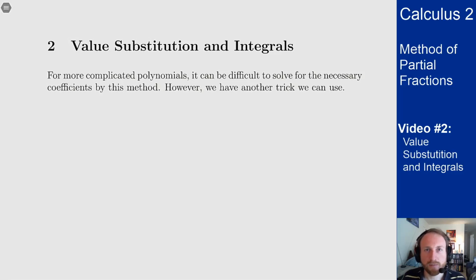In this video, we'll talk about value substitution, which is an easier technique for finding the coefficients needed in a partial fraction decomposition, and then relate all this stuff to doing integrals. Like we saw in the last example, it can be hard to figure out these coefficients when we're doing partial fractions. The setup we had for the last example was the following.